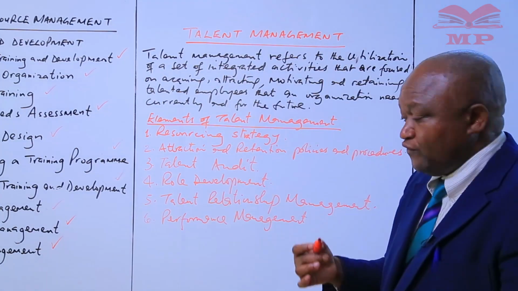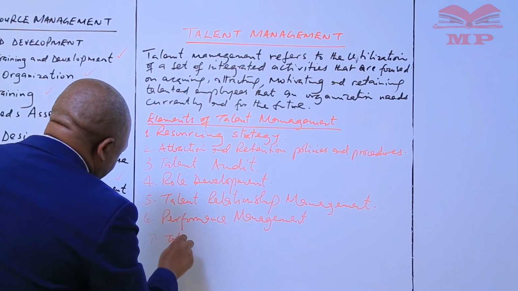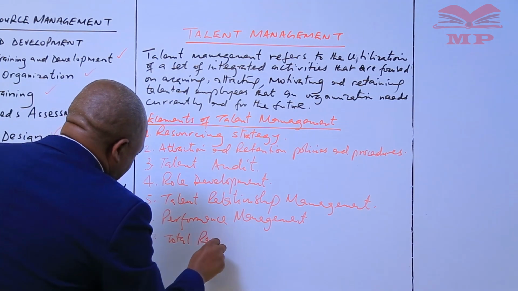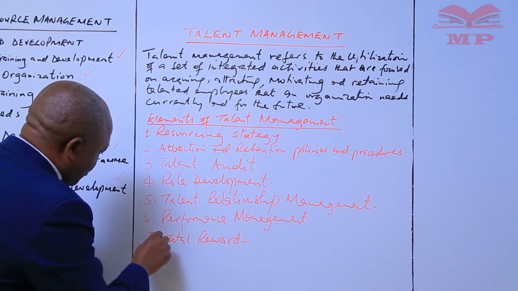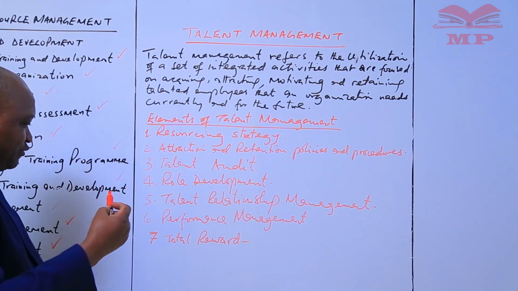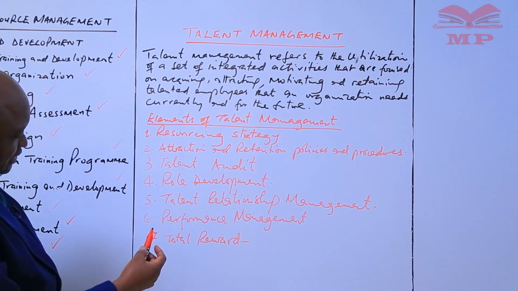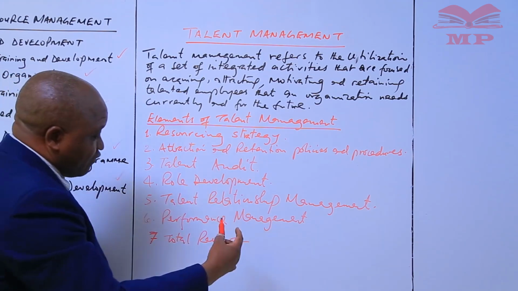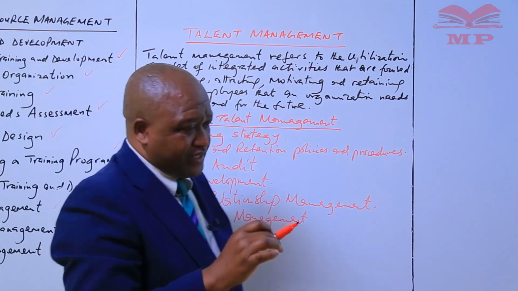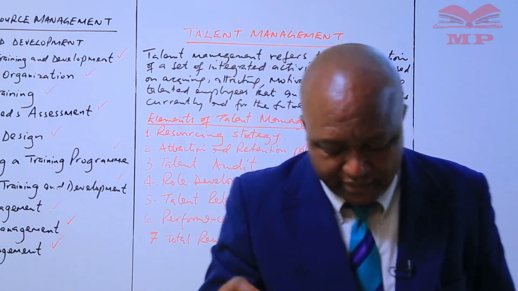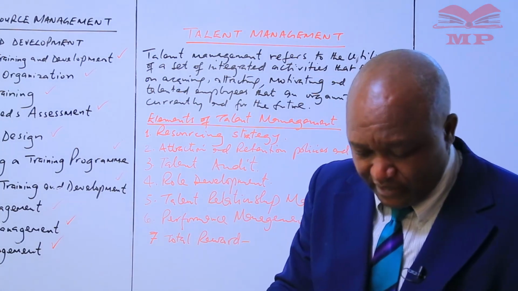Then there is the element of total reward. The rewards attached to talented workers are supposed to be competitive, competitive enough to attract and retain these talents. In some cases, you may even have performance-related rewards, and then you have a package for these talented workers. Once you do it that way, workers can be retained and attracted because of the total reward or package they are given.